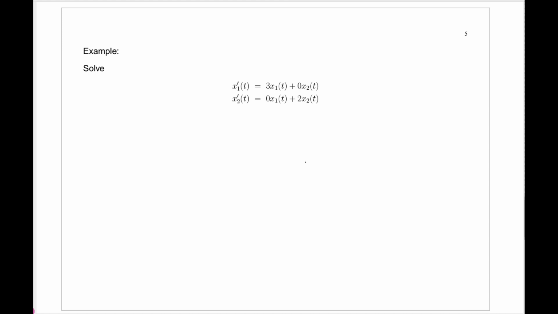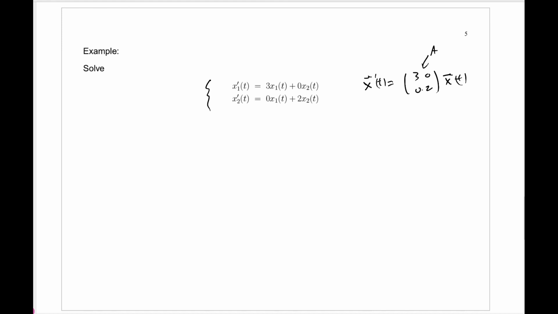I want to start with just the most simple possible example of what we'll call a 2x2 system, a system of two linear equations in two unknown functions, and ask how we solve this. First, before we even try to solve this, I could write this system as x prime of t equals the matrix 3, 0, 0, 2 times x of t. So this is our coefficient matrix A.